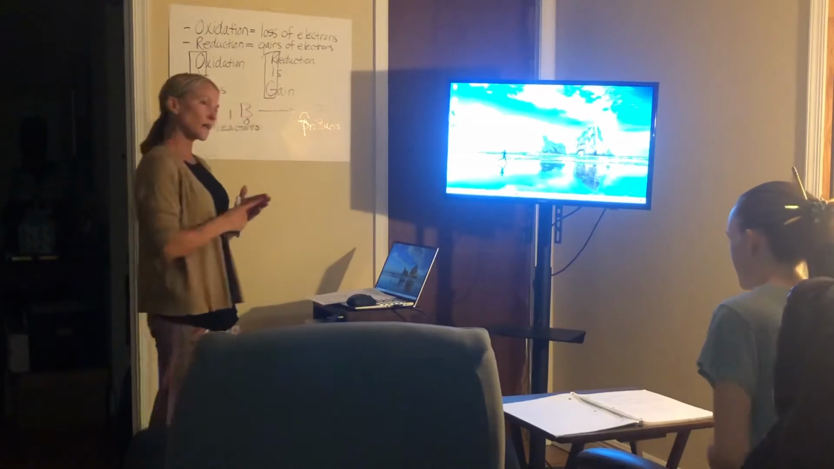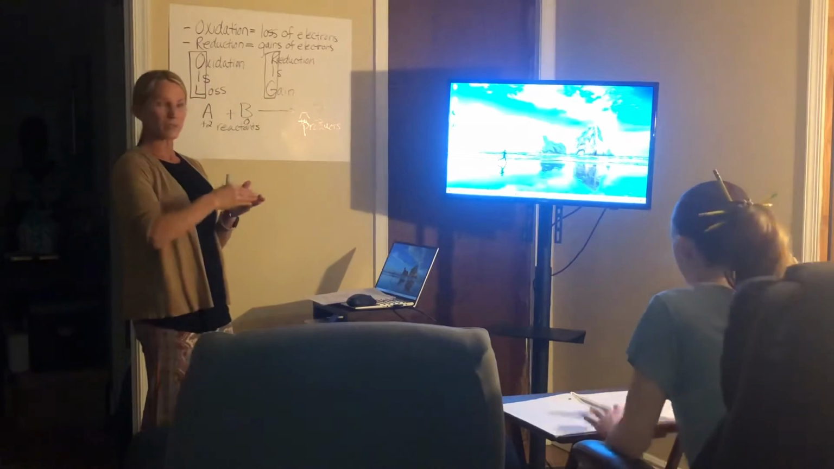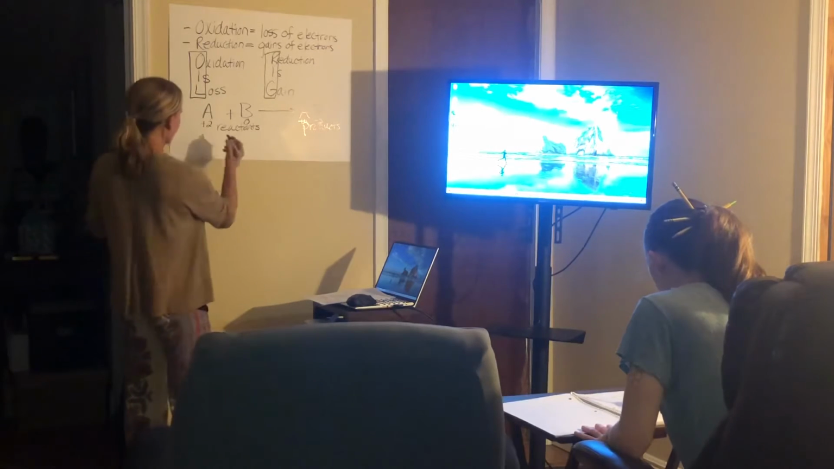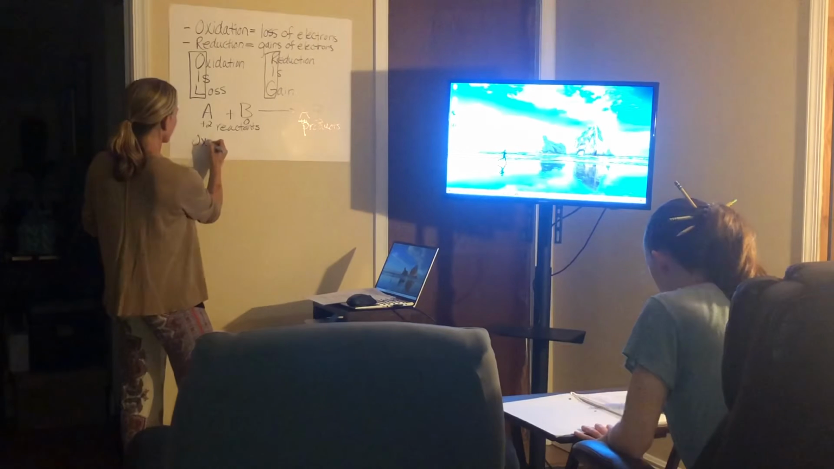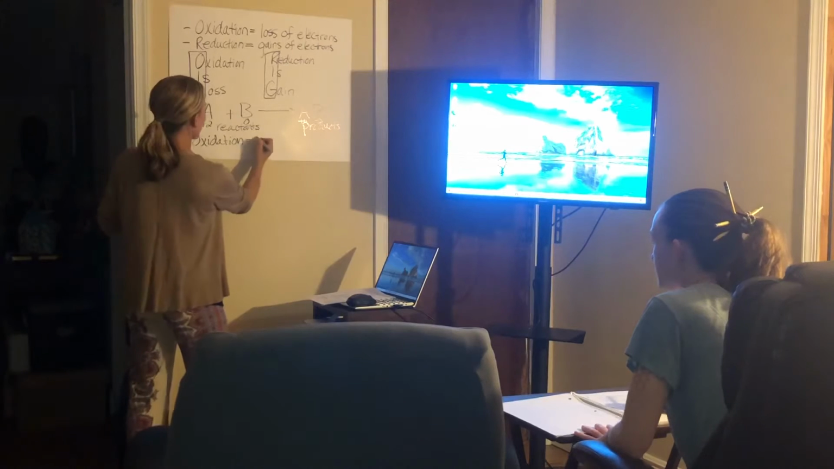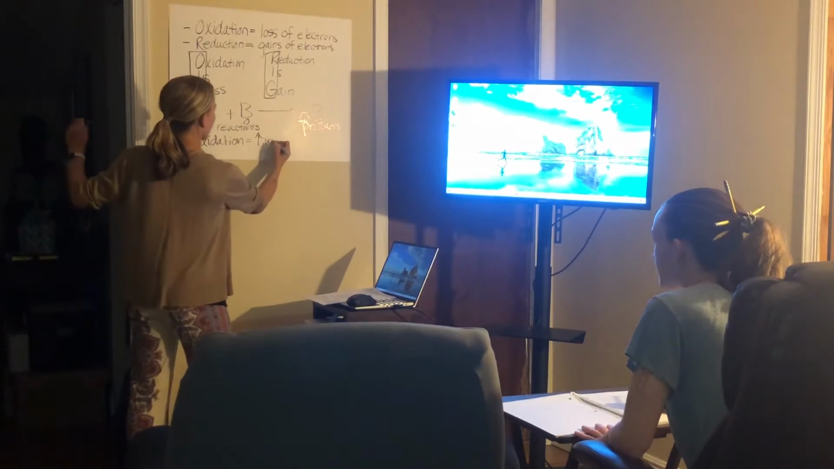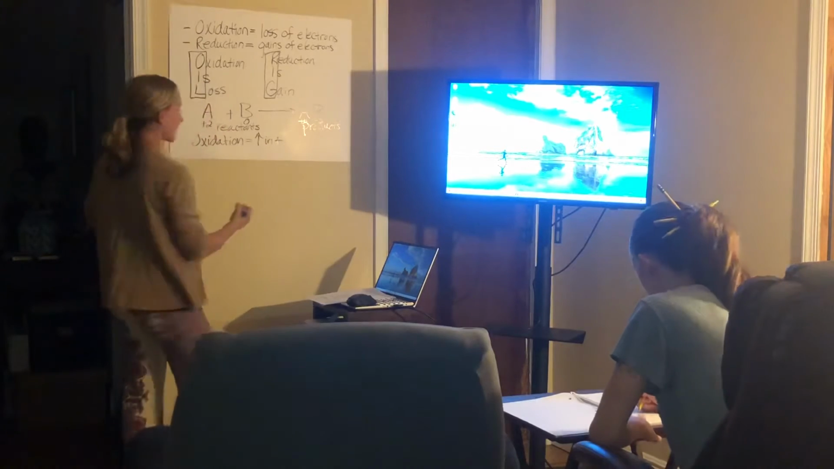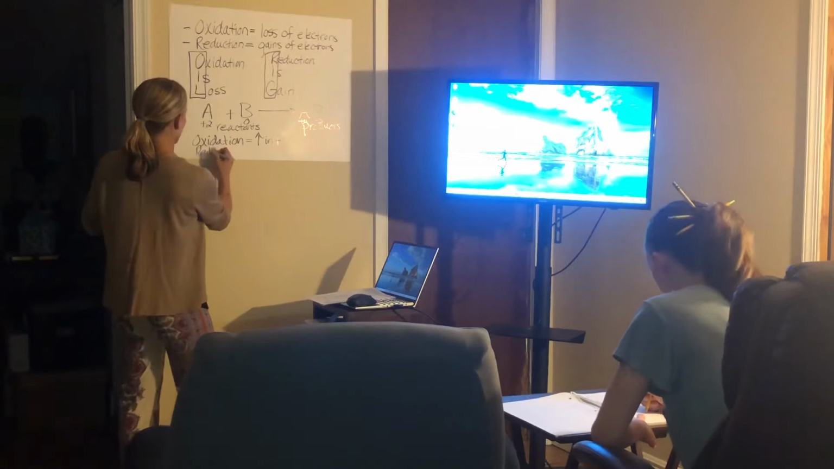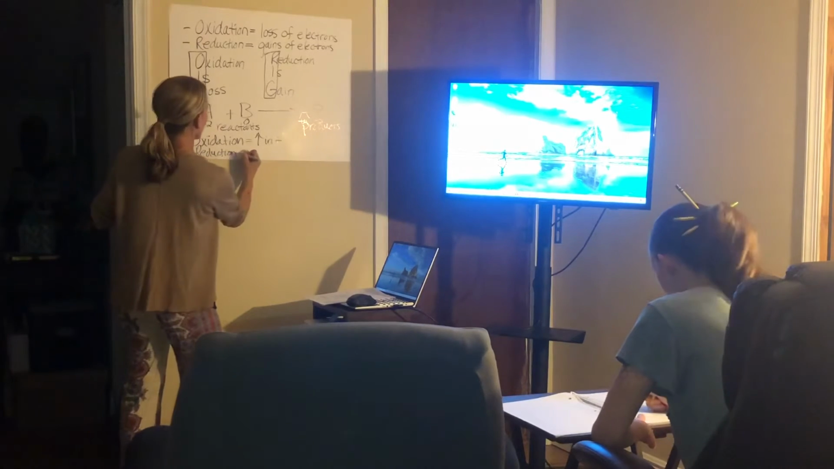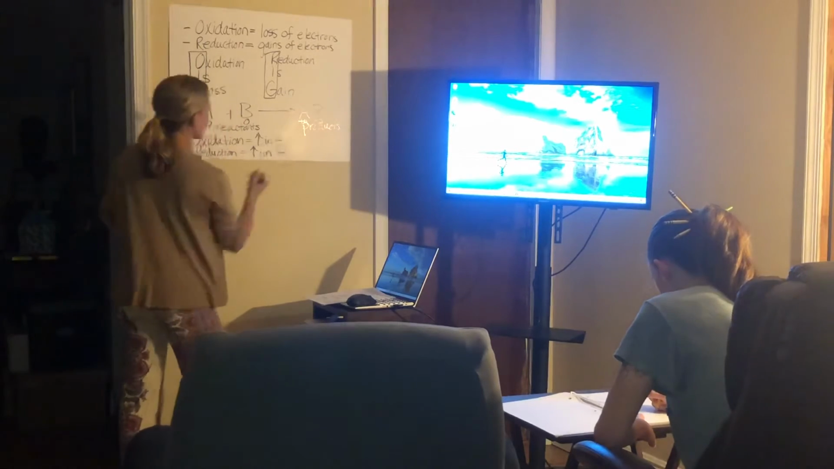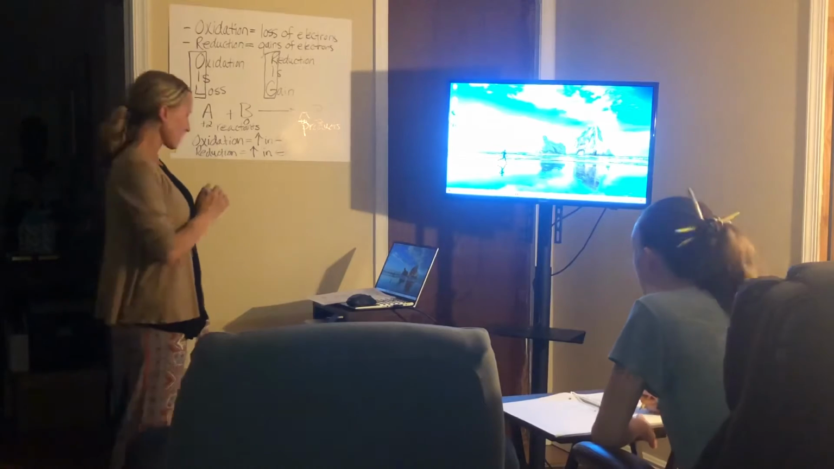Okay, so just remember, here's another way to remember it: oxidation equals an increase in positivity of the oxidation number, and reduction equals an increase in negativity. So that's another way to remember that, okay?